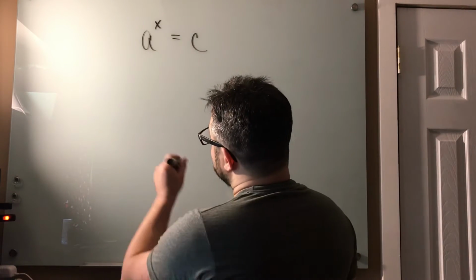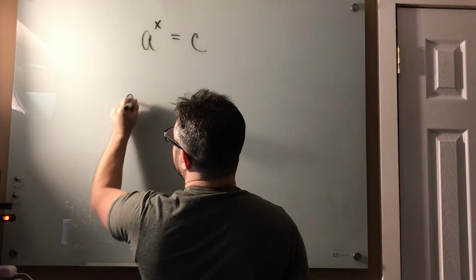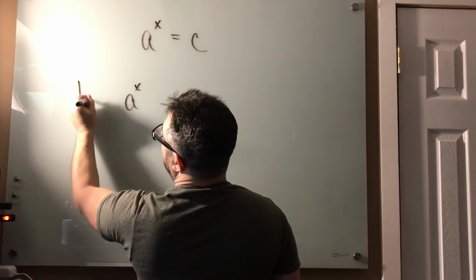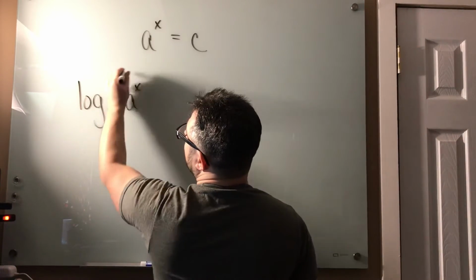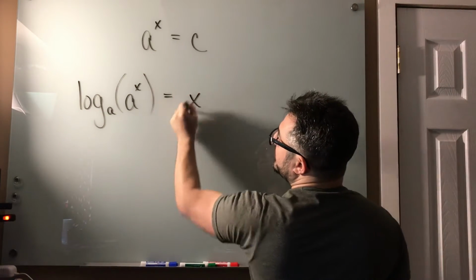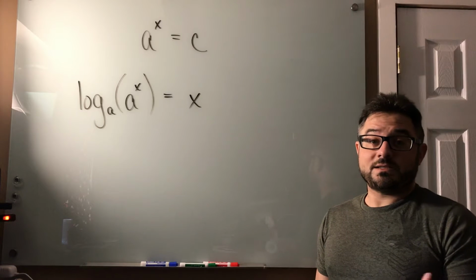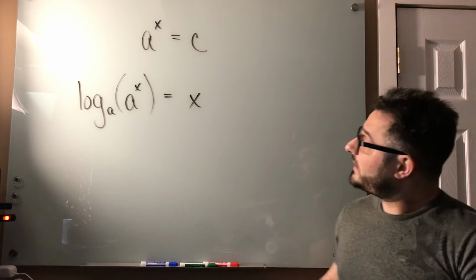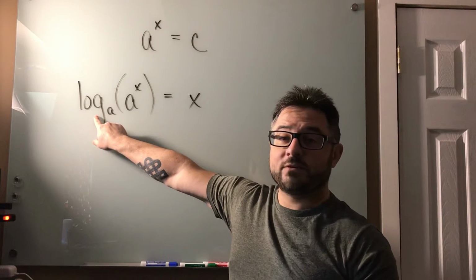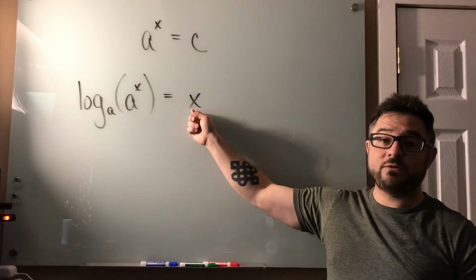Now, the idea here is that there is a property of logarithms that says that if we have a to the x, and we then take the logarithm base a of a to the x, we obtain x. This is based on the concept of inverse functions, that if we perform any action and then immediately perform the inverse action, those two actions cancel each other out and return us to the value with which we began.